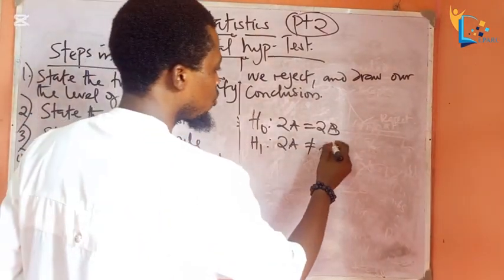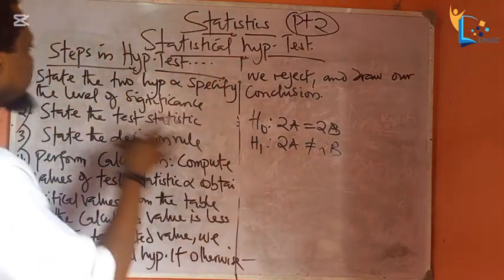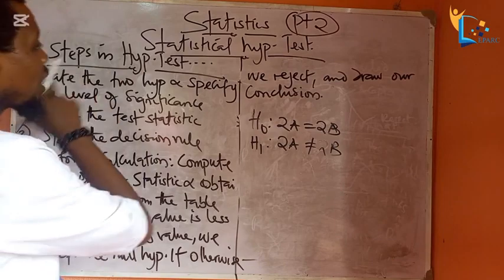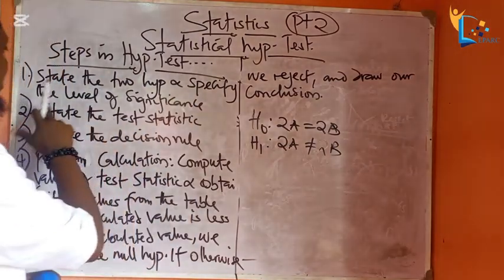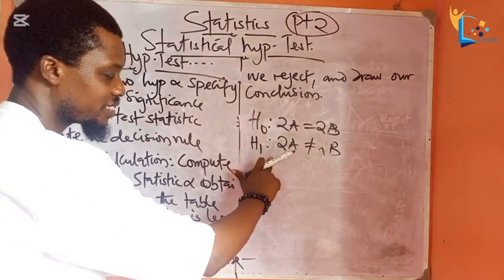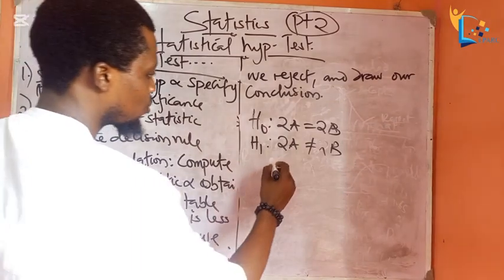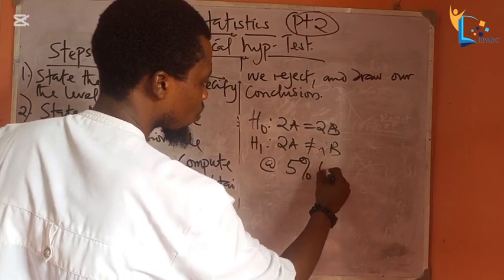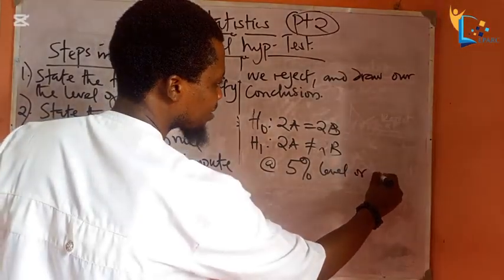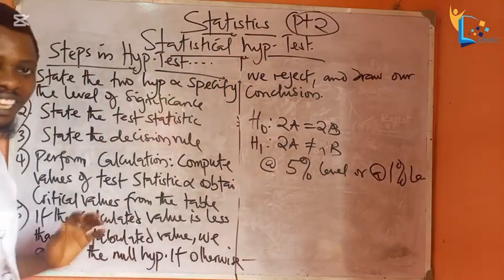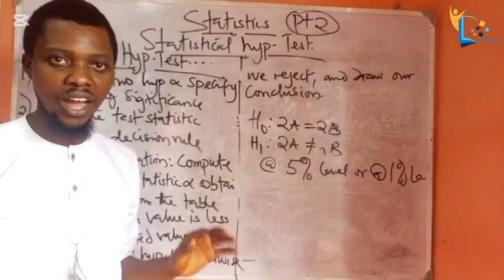Okay, so we have 2B. Now, number one step is to state the two hypotheses and specify the level of significance. What I have just done here is the statement of hypothesis. Then we say at maybe 5% level, or at 1% level, depending on the level you were given in the question. Are we together?